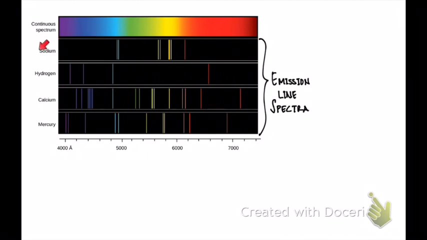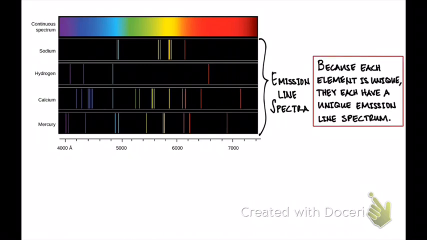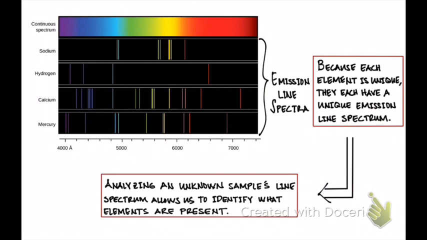As you can see here, all these four elements have a very unique combination of spectral lines. The emission line spectrum for sodium is different from that of hydrogen, and hydrogen has a different combination of spectral lines compared to calcium and mercury. Because each element in the periodic table is unique, they each have a unique emission line spectrum. And so we can use this line spectrum to identify what kind of element we have in a given sample.